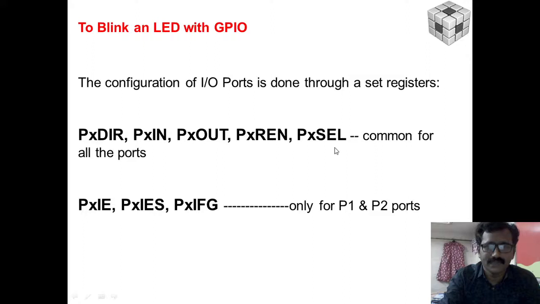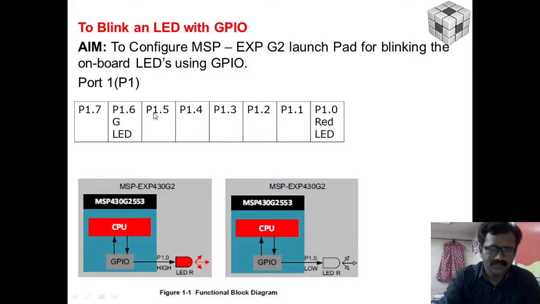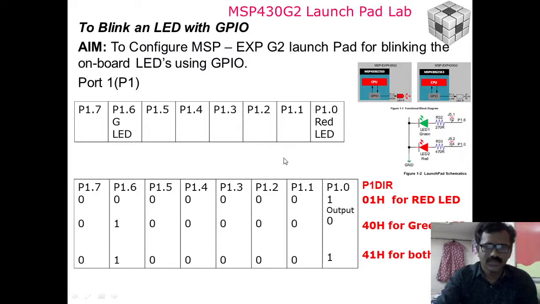To configure IO ports, there are some registers. To blink an LED with GPIO, we need the PxDIR, that is the port direction register. This is the port P1 on the kit. P1.6 is connected to the green LED, and P1.0 is connected to the red LED. So this is P1DIR, the port 1 direction register.